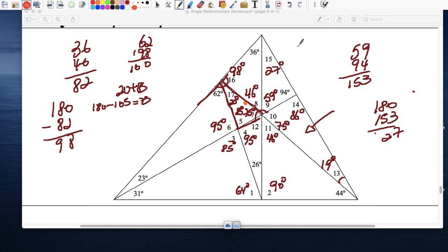All right, it wasn't that bad. It's just, again, a lot of numbers close together, which at times, as you can see by my mistake, get confusing. But we're done. So that's your review.